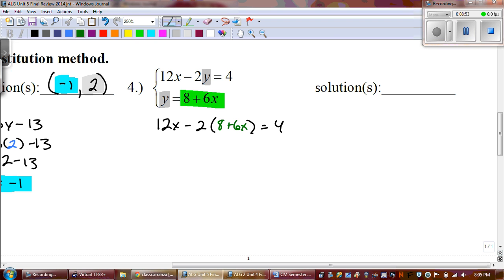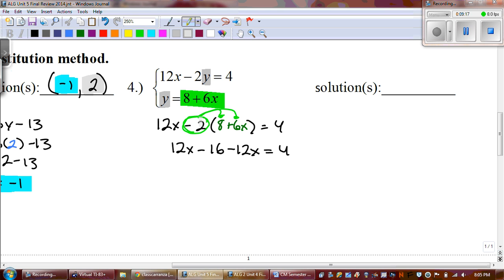All right, well, now it's time to distribute. And we have to distribute everything outside. Okay? So when we do that, the 12x stays the same. -2 times 8 is -16. -2 times 6 gives us -12x equals 4.